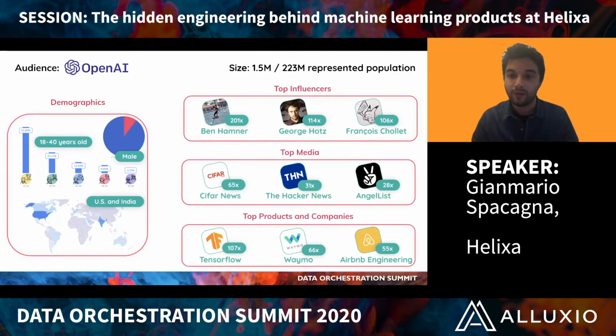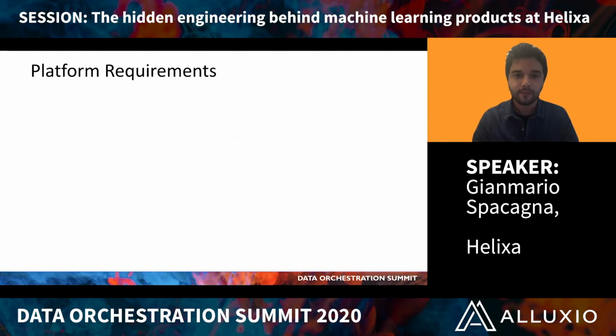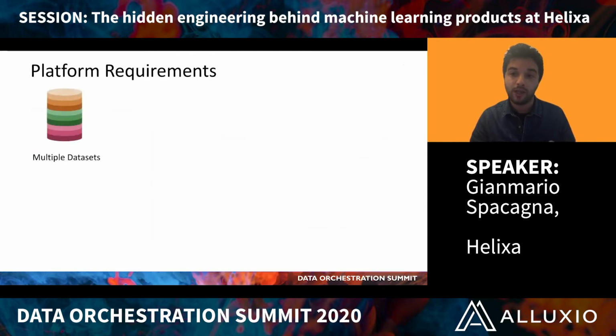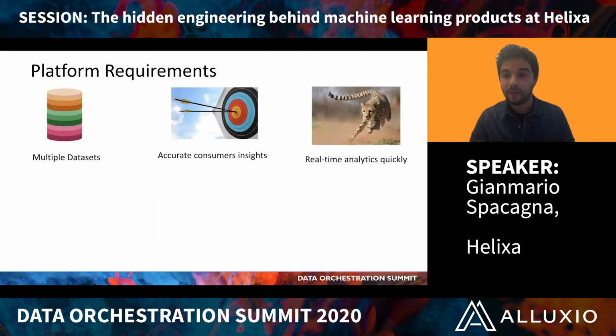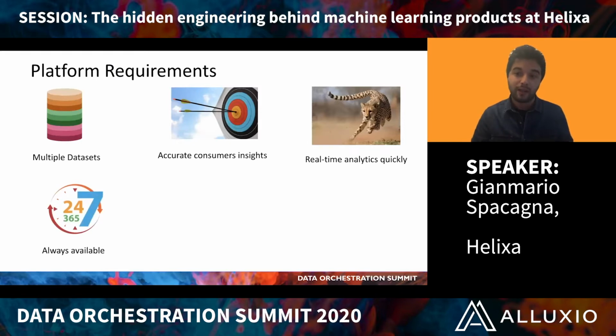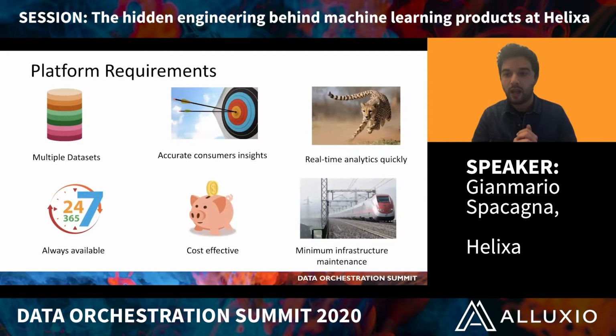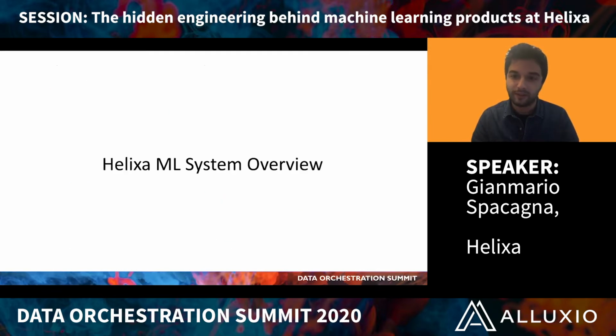Now let's look at what is behind it. When we built this platform, we had to keep in mind a few requirements. The first thing was we need to build something that works for multiple datasets, that can provide accurate insights in real time, quickly, but at the same time, it also has to be always available, cost-effective, and not require a lot of infrastructure maintenance. Okay, so now let's see what this system looks like.